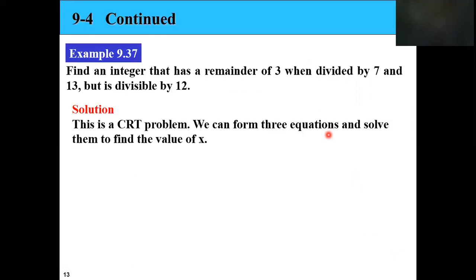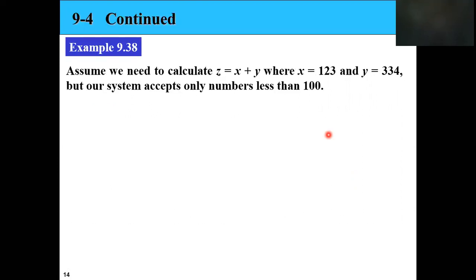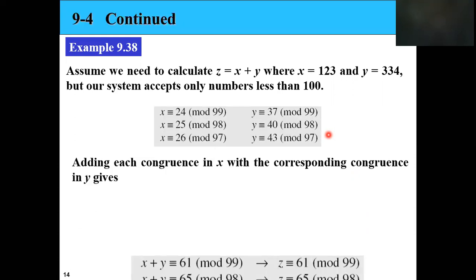These are some examples that you have to solve by yourself. Again, I left this as an exercise.